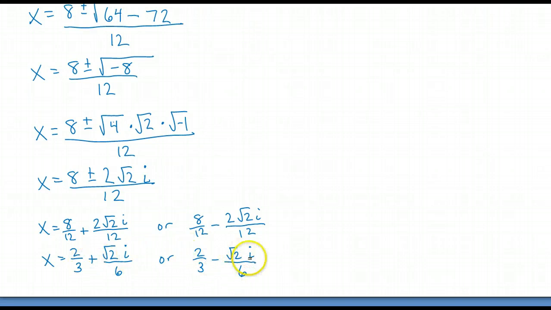Now at this point, 2/3 is a rational number, but the square root of 2i is an irrational imaginary number. I cannot combine these two numbers. If I would have a fraction plus or minus a rational fraction, I would have to add or subtract those fractions. In this case, because I have an irrational number, I can't add these two fractions together. They're unlike terms. So this is my final answer.